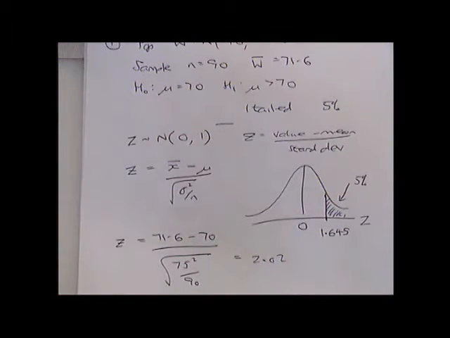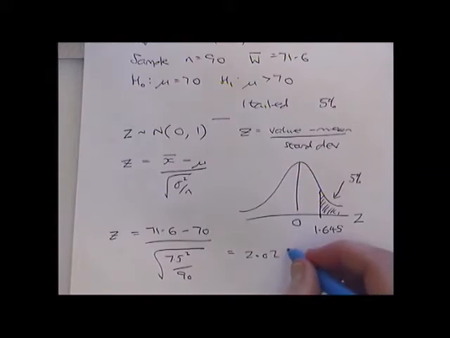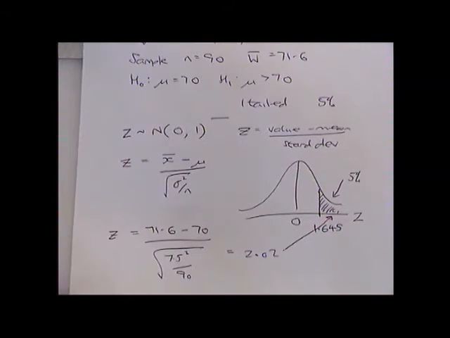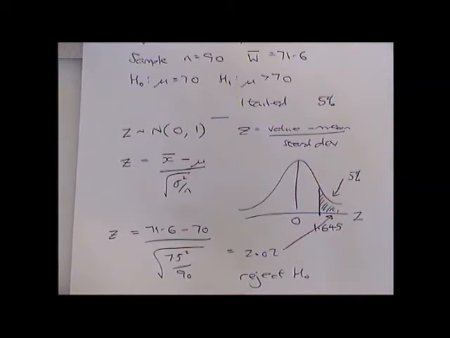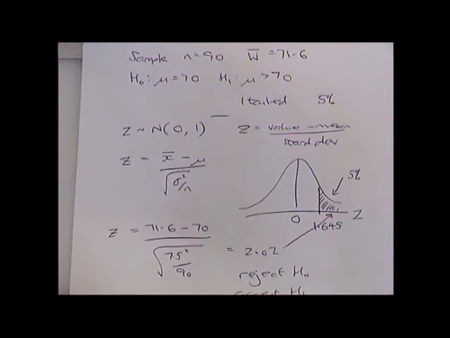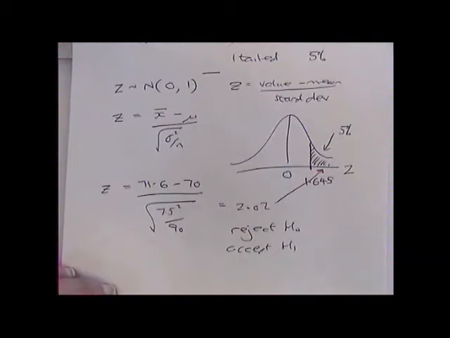2.02. 2.02 is somewhere in that tail. So, what? The most acceptable alternative. Exactly right, yeah. We will reject H0 and we will accept H1 because we are over in the tail.